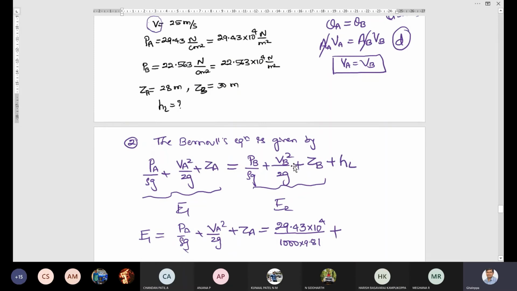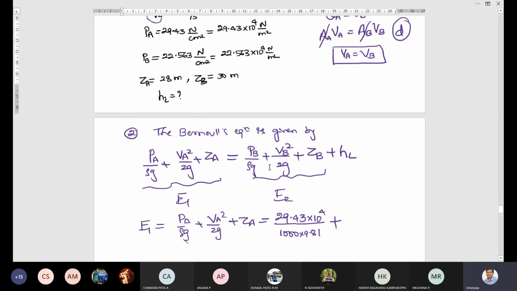If you use this equation, the velocity terms get cancelled on both sides. So this is a shortcut method you can apply when solving objective type questions or attending exams like GATE. But here, please substitute step by step so that you get the complete marks. 35 square divided by 2 into g value 9.81, plus the datum head or potential energy at point A, which is 28 meter.